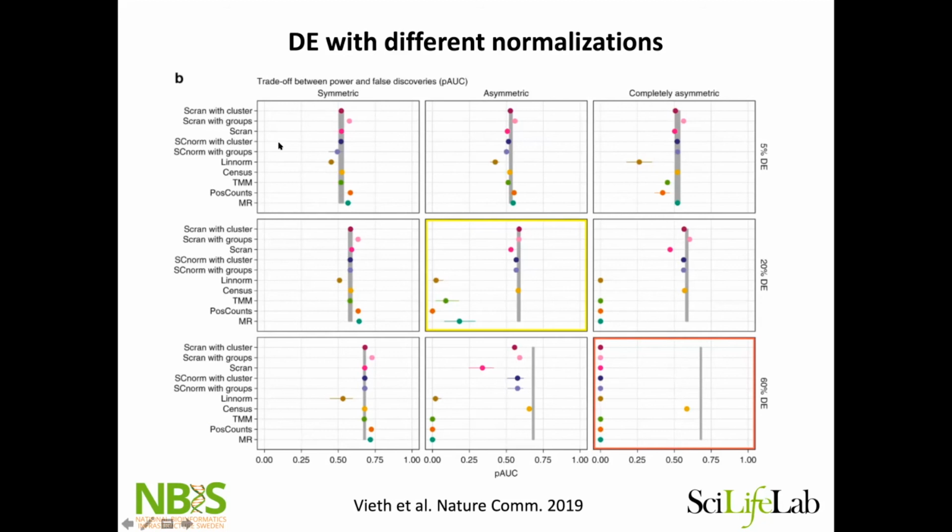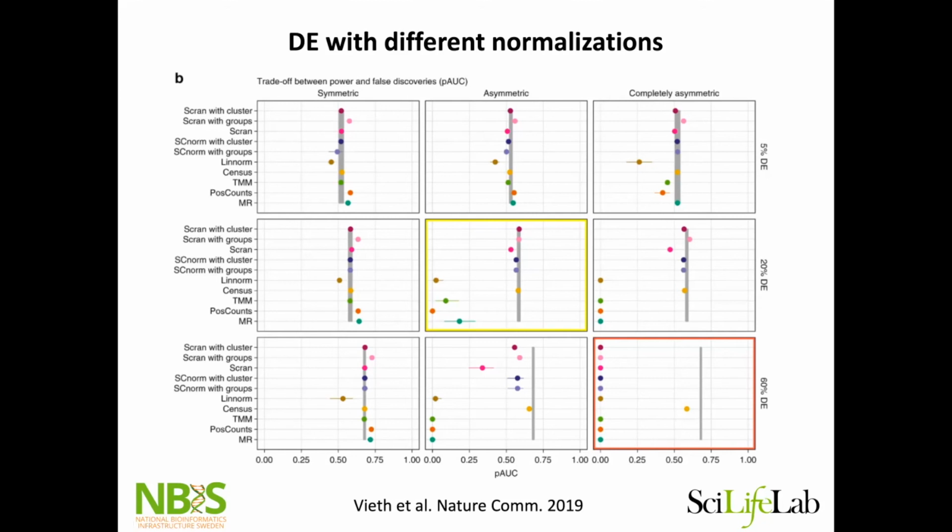So basically here they've done simulated data where they either have a symmetric case where you have an equal number of up and down regulated genes in both directions between two clusters, or it starts being asymmetric or completely asymmetric, where you only have upregulated genes in one cluster, and then the proportion of differentially expressed genes. And as you can see, if you only have upregulated genes in one cluster, and most of the genes are upregulated, pretty much all of these methods fail, regardless of how you normalize it.